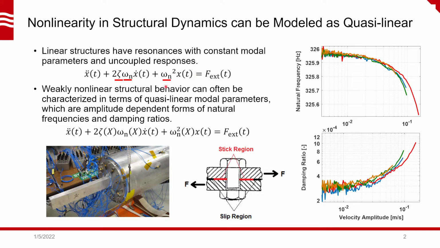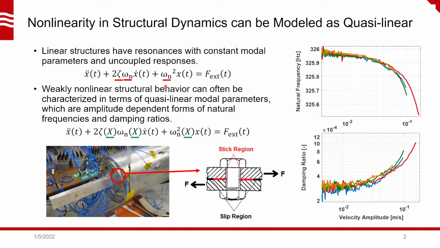In structures that are weakly nonlinear, we can usually characterize their nonlinear behavior in terms of quasilinear modal parameters, which are simply amplitude-dependent extensions of the linear natural frequencies and damping ratios. Something that we usually denote as weakly nonlinear are structures with bolted joints. The material surfaces that are in contact about the bolt shift and slide when the structure moves, and that leads to nonlinear frictional effects that change how the structure responds.